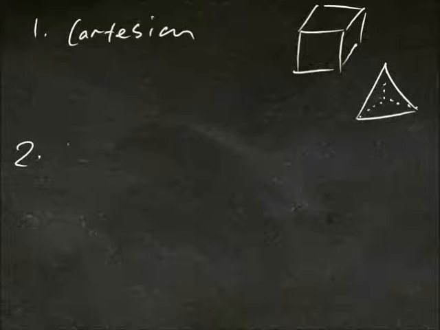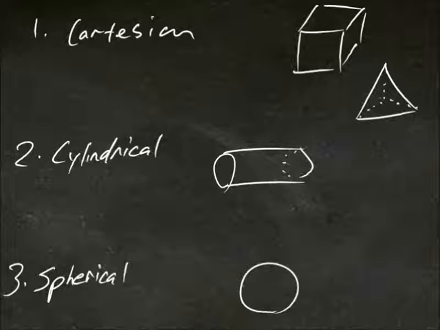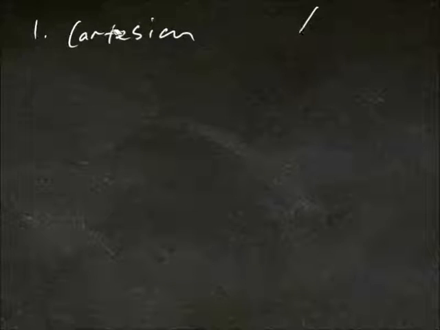Cartesian, cylindrical, spherical. Today we'll be looking at the Cartesian coordinates. We'll start with a very basic shape.